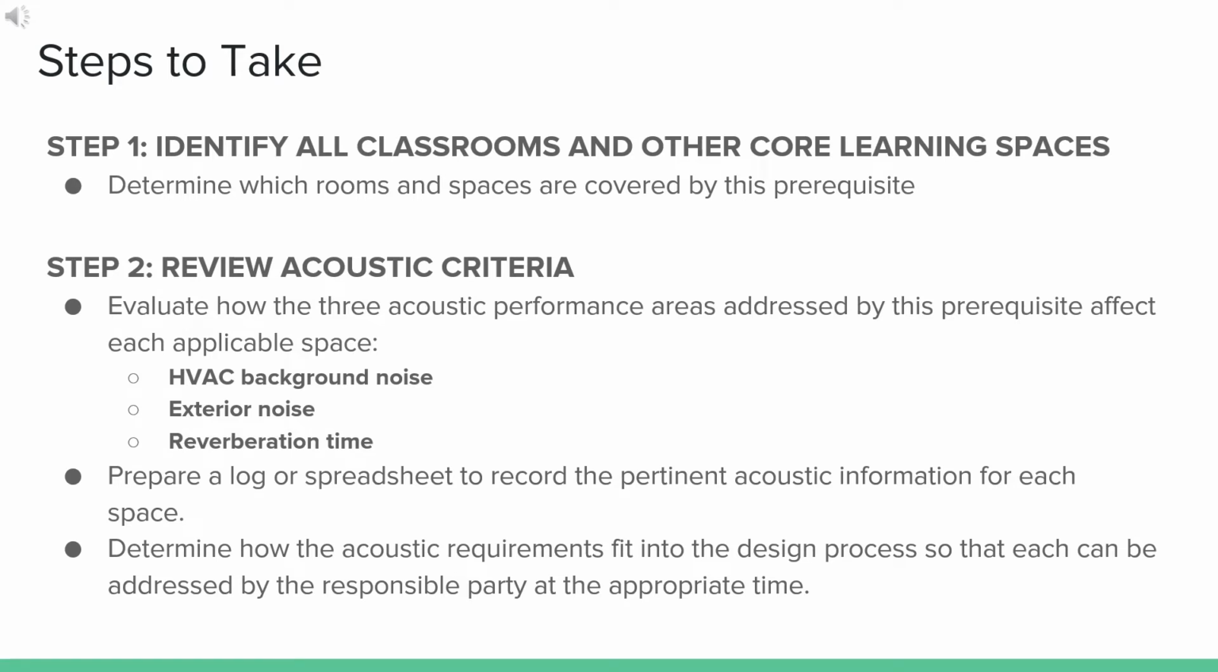The first step is to identify all classrooms and other core learning spaces, using the definitions given in the LEED manual. Step 2. Review acoustic criteria. Evaluate how the 3 acoustic performance areas addressed by this prerequisite affect each applicable space. Be prepared to keep a log or spreadsheet to record the pertinent acoustic information for each space. Determine how the acoustic requirements fit into the design process so that each can be addressed by the responsible party at the appropriate time.